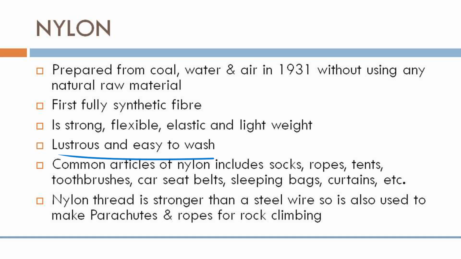The common articles of nylon include socks, robes, tents, toothbrushes, car seat belts, sleeping bags, curtains, etc. It is interesting to note that nylon thread is stronger than even a steel wire, so it is also used to make parachutes and ropes for rock climbing.